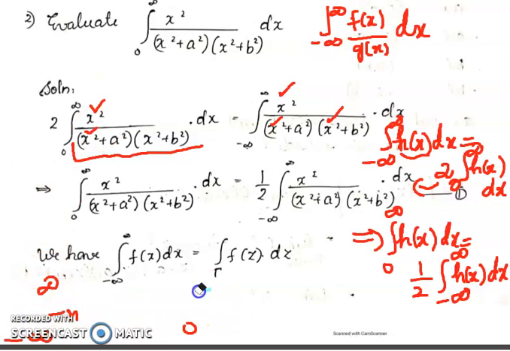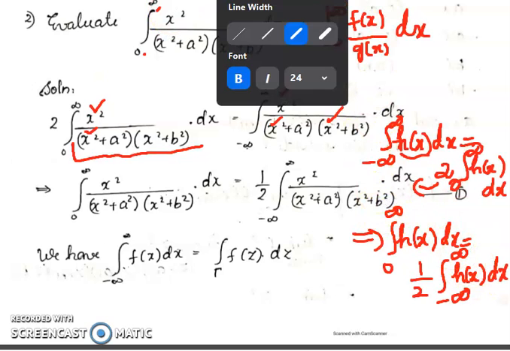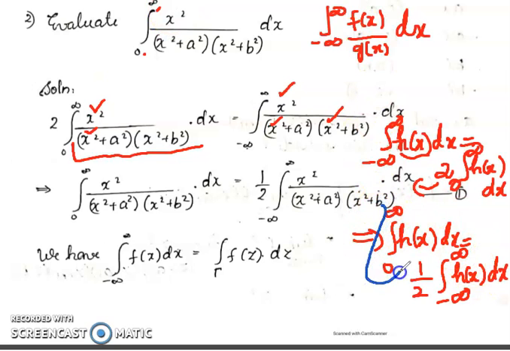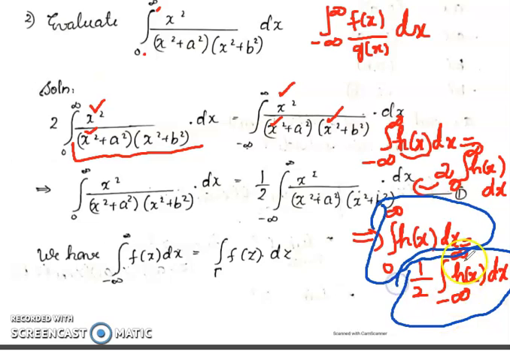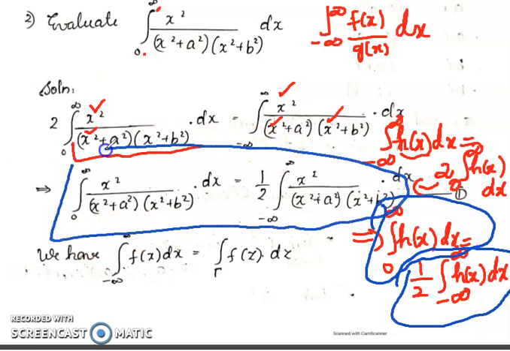So how to apply this? Our question here is integral 0 to infinity. So whenever you have 0 to infinity, we can replace it by 1 by 2 minus infinity to infinity. So this format, you can write this step directly.